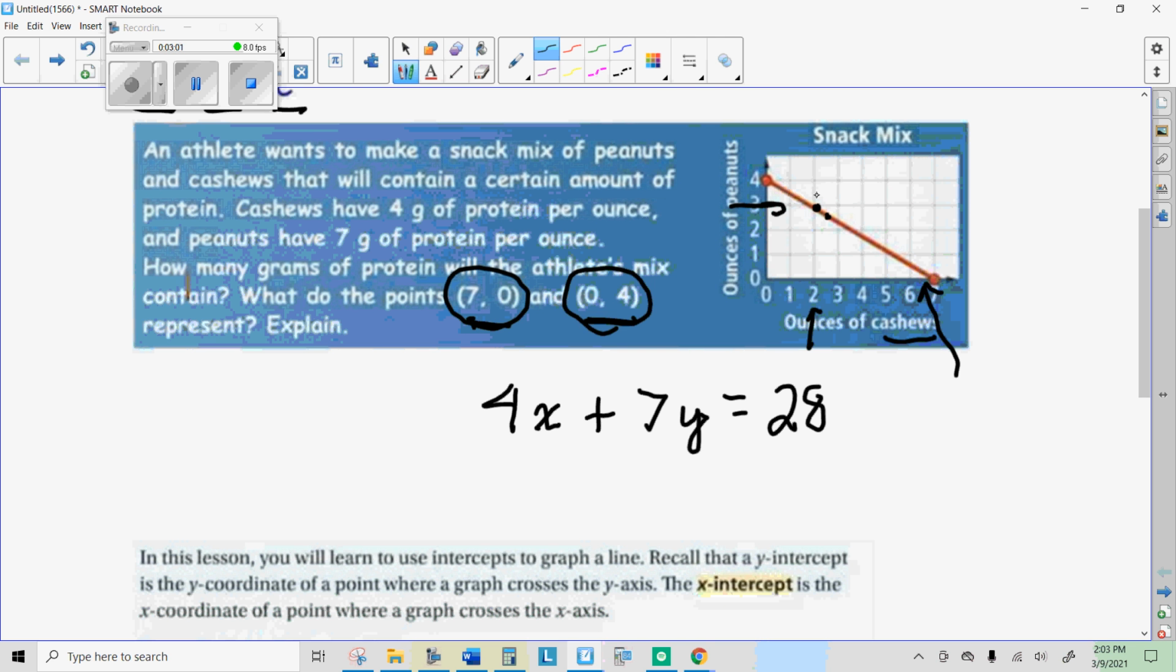But this point right here looks like it's 2 ounces of cashews, so that'd be 4 times 2, and then 3 ounces of peanuts, 7 times 3. It must not be quite exactly on there, because when you add these up you actually get 29, so it's not exactly 2 and 3. All right.